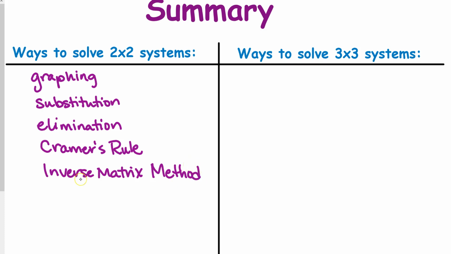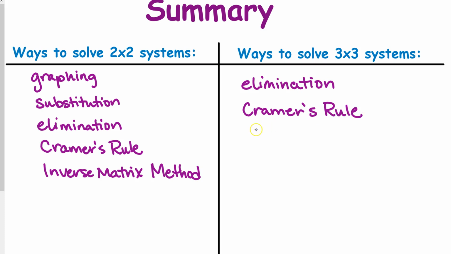The ways we have learned to solve 3 by 3 systems are elimination. Substitution is a method as well, but we didn't cover it. Cramer's rule, and we know how to do it by hand. And the inverse matrix method, and we know how to do that by calculator. We did not learn how to do it by hand.